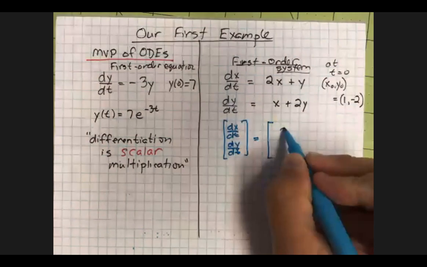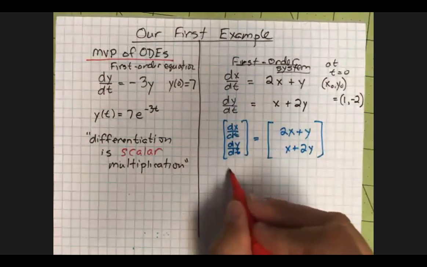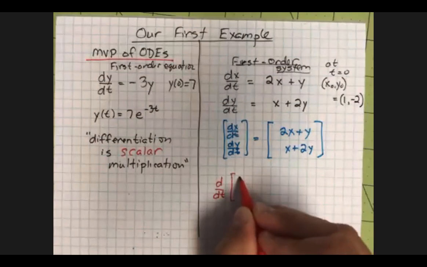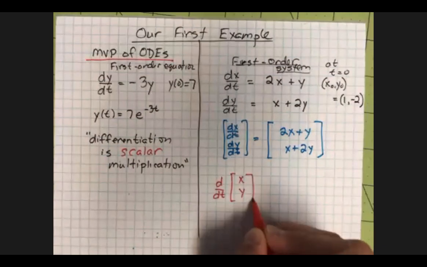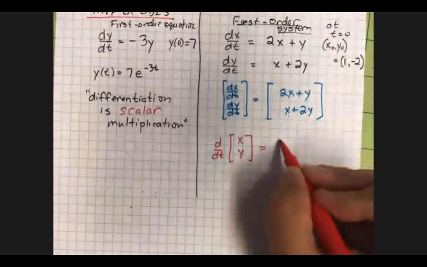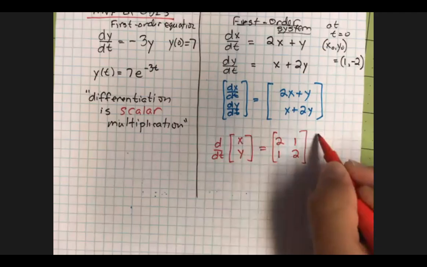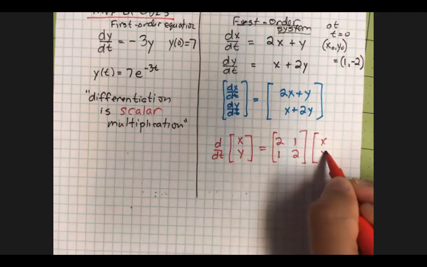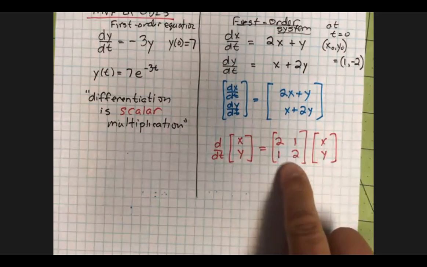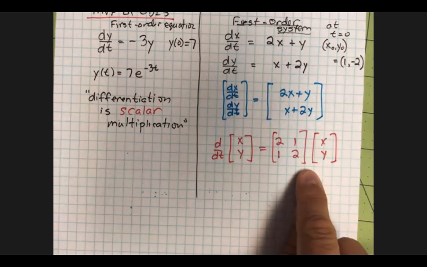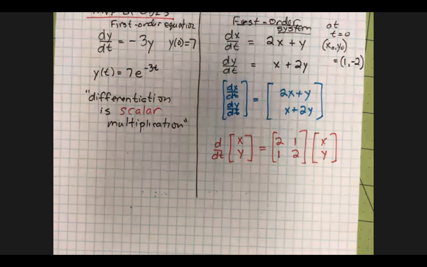And then I'll use my matrix writing powers to write this as d/dt of (x, y) equals the matrix 2, 1, 1, 2 times (x, y). Now, by the way, this is neither here nor there, but this matrix is symmetric about the main diagonal. So it's called a symmetric matrix. But we're not studying the superpowers of symmetric matrices today.